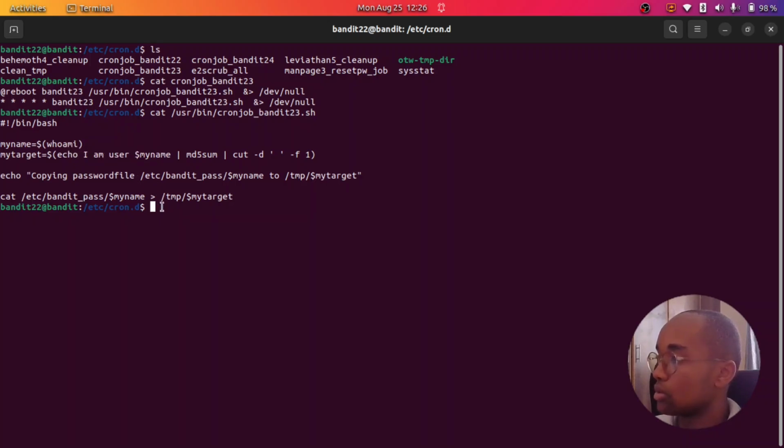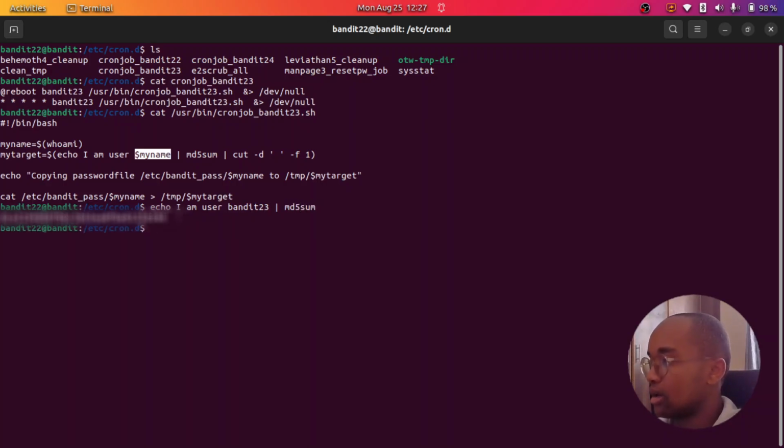I am user Bandit 23. We are not using echo here. The reason they used echo is so that it can be output, and because they did not directly write the name of the user. But we can do that so that it becomes an output, and then we will pipe it ourselves to MD5. So we just hash it. That is the hash we get.